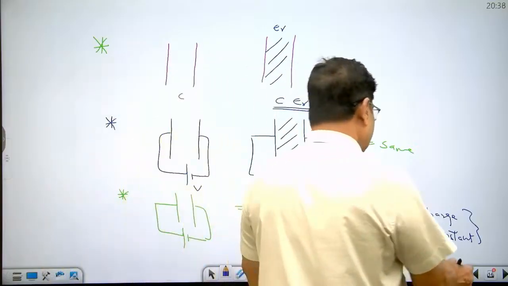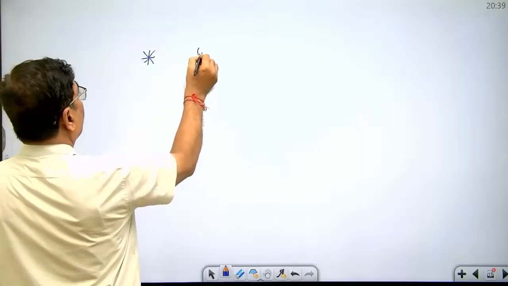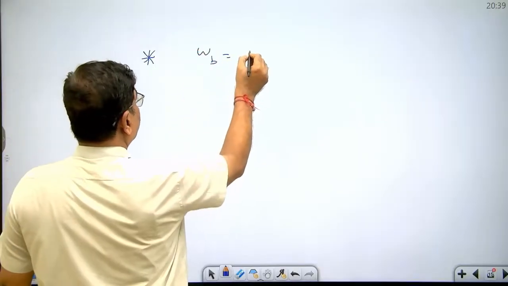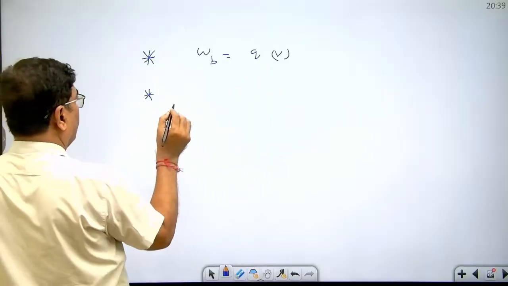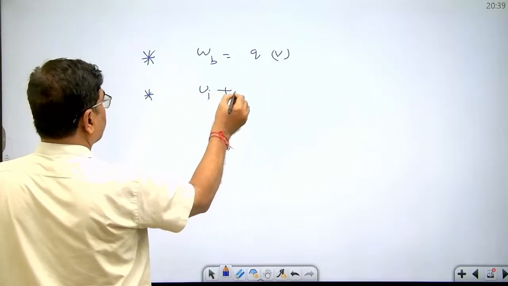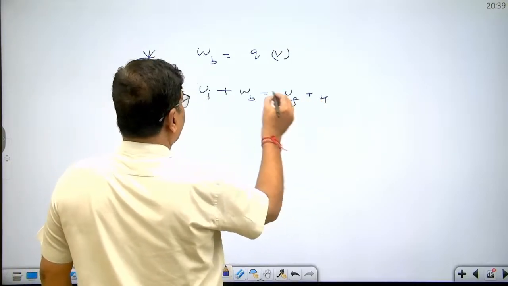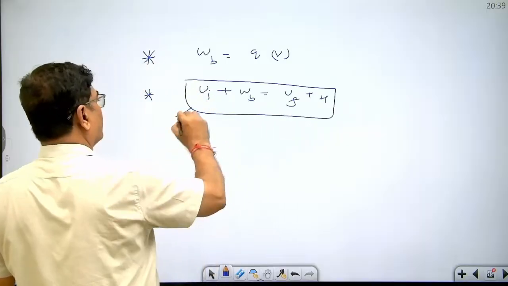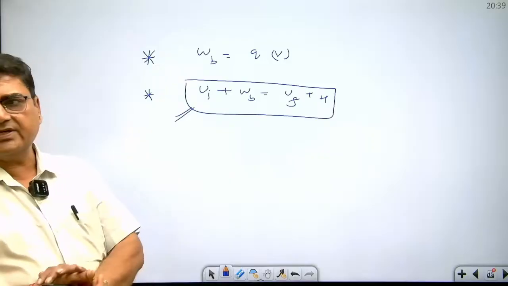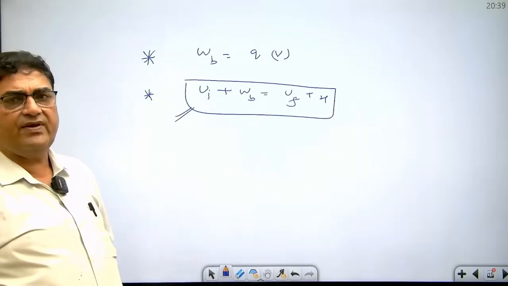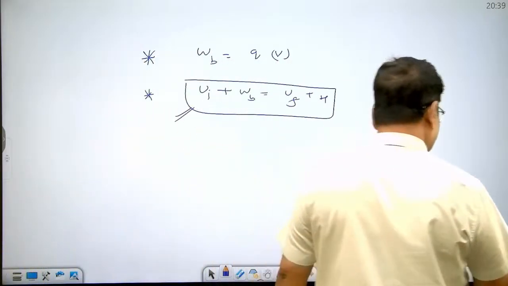And the fourth important point is that work done by the battery will be taken as positive if charge is supplied by the battery into the potential difference across the battery, okay? And this is a general equation. Initial energy stored plus work done by the battery equal to final energy stored plus heat loss. This is the equation to calculate the heat loss when capacitors are connected, okay. So all these points are very important to solve the problems of capacitors, okay. Now let's see some problems.